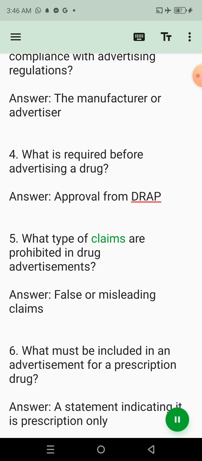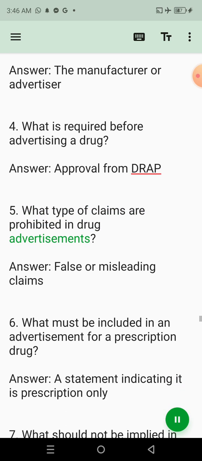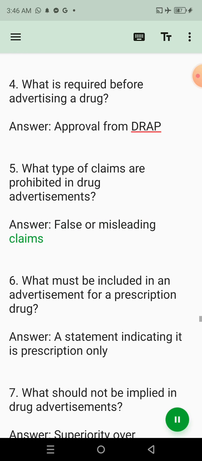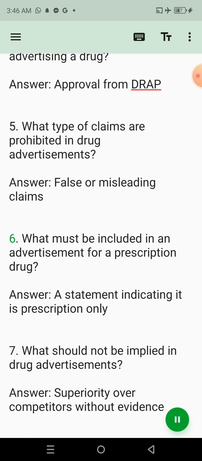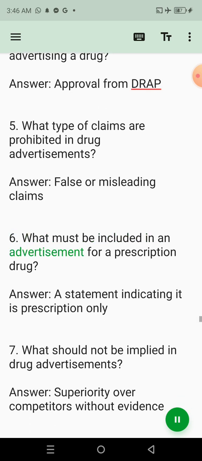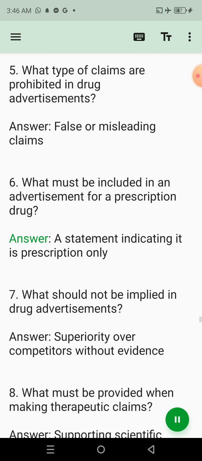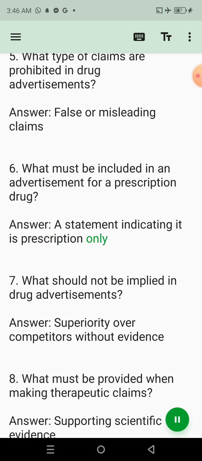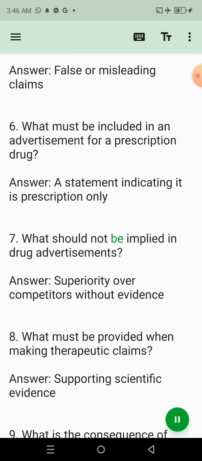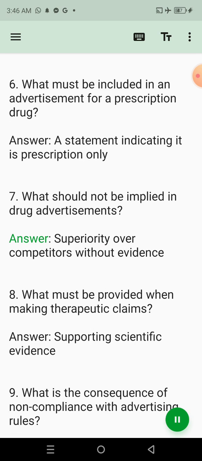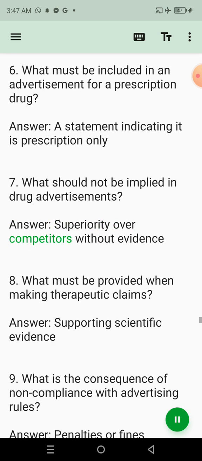5. What type of claims are prohibited in drug advertisements? Answer. False or misleading claims. 6. What must be included in an advertisement for a prescription drug? Answer. A statement indicating it is prescription only. 7. What should not be implied in drug advertisements? Answer. Superiority over competitors without evidence.